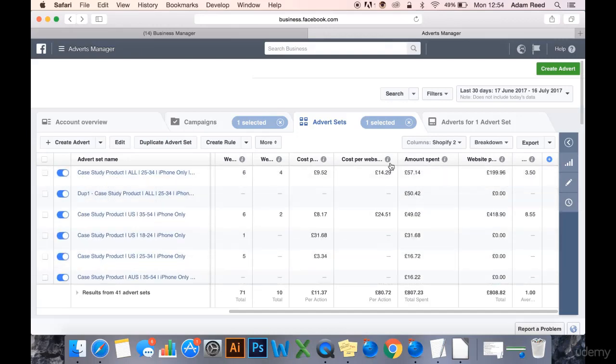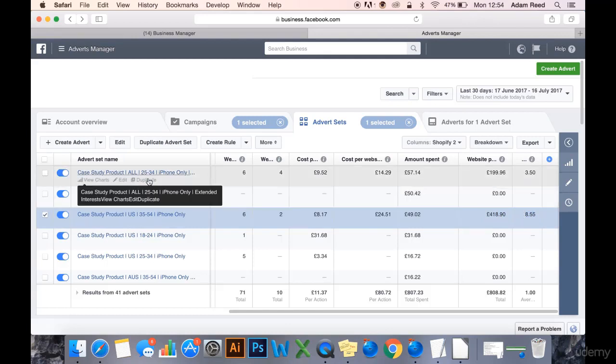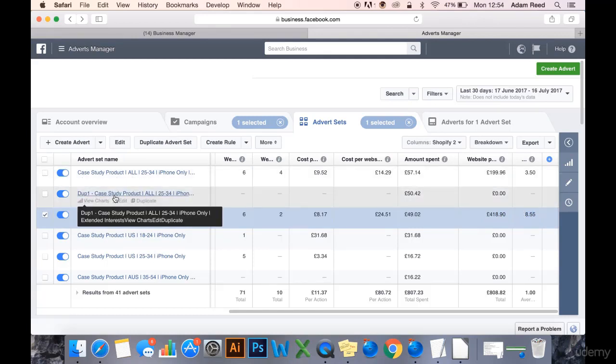But let's go through. That's good, but on the verge of losing money in terms of cost per purchase. But luckily, people in this ad set have quite a high average order value. So we've got an 8 times ROAS. This can be killed straight away.